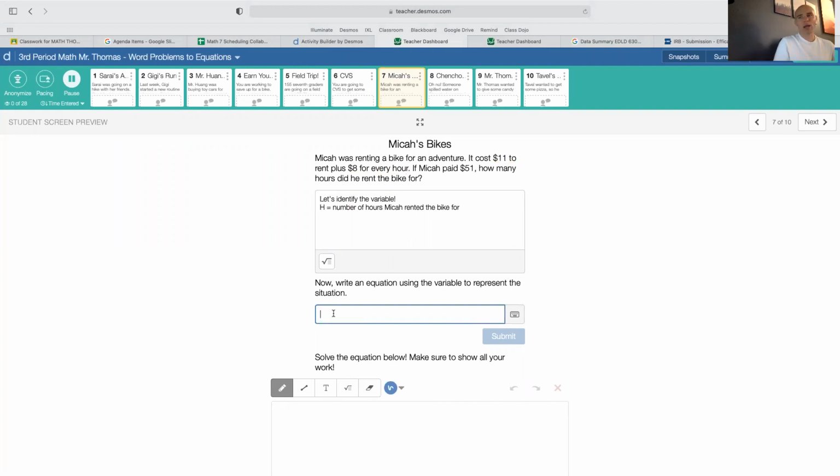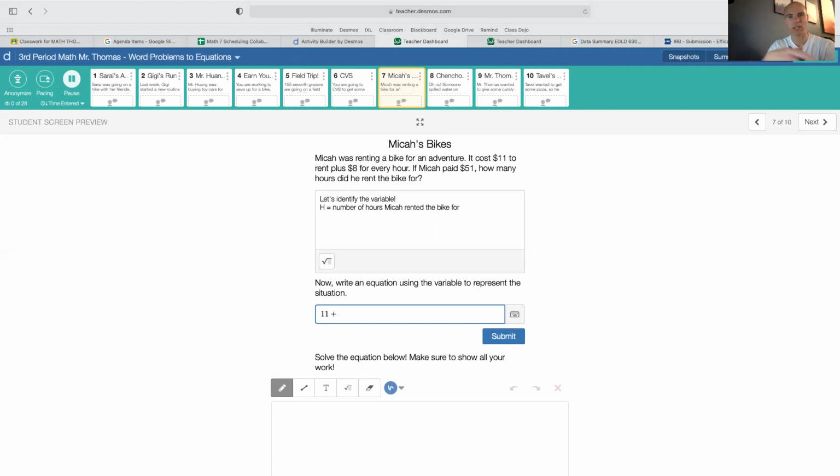All right, so now we write our equation that's going to represent this situation. We're going to use our H in it. We know we're going to have a plus in it, right? Because the word problem said $11 to rent. So let's start there. I'm going to make the same mistake I made on the last one by starting with my constant term. Maybe I'll just leave it this time. So 11 plus $8 for every hour.